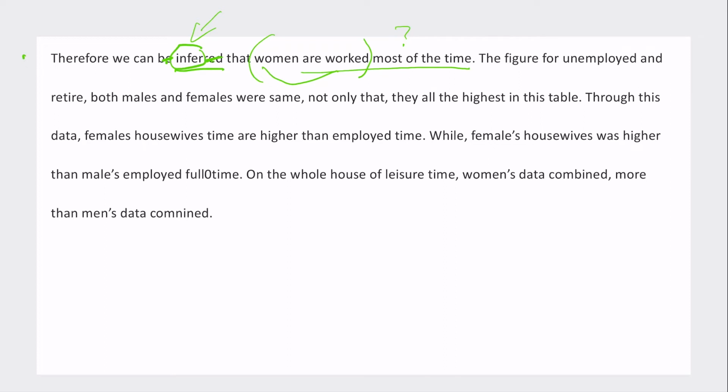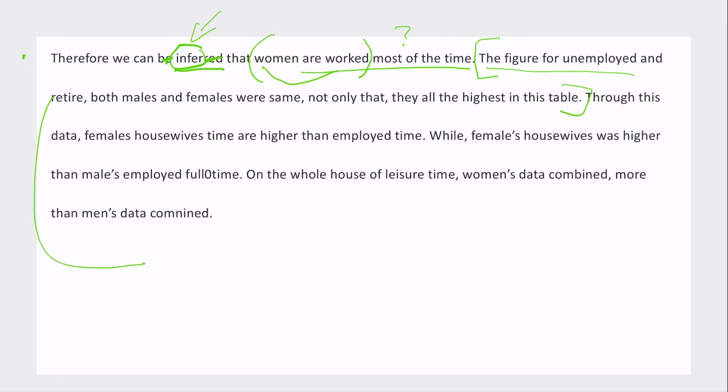We don't know how many women are in the data. We can just see how much free time they had. The figure for unemployed and retired, both males and females, were the same. Not only that, they are all the highest in this table. So again, they're trying to explain this first difference.